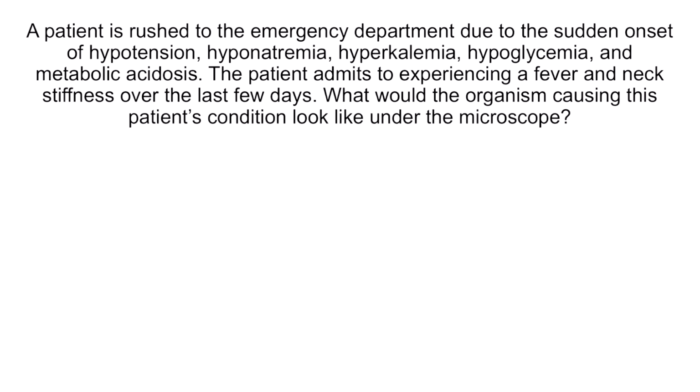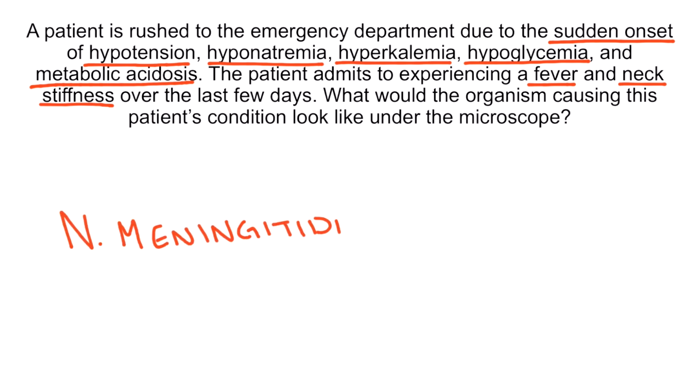Okay, so this patient presents with a sudden onset of hypotension, hyponatremia, hyperkalemia, hypoglycemia, and metabolic acidosis. Now this constellation of symptoms should make you think of an acute adrenal crisis. The patient has also experienced fever and neck stiffness, which, along with mental status changes, is the classic triad of meningitis. So you're thinking meningitis and an acute adrenal crisis. And what's the name of an acute adrenal crisis that's brought on by a serious bacterial infection? It's Waterhouse-Friderichsen syndrome. And in this circumstance, we're attributing that to a disseminated Neisseria meningitidis infection, causing meningitis in this case.